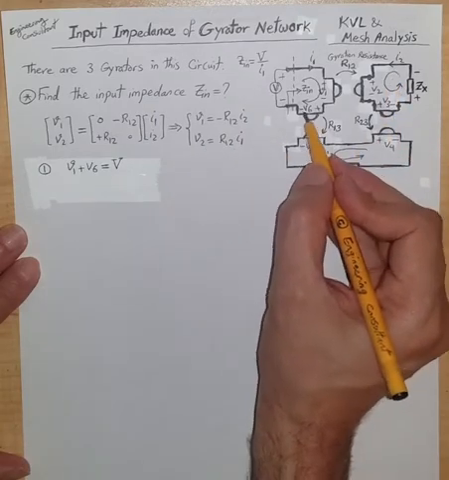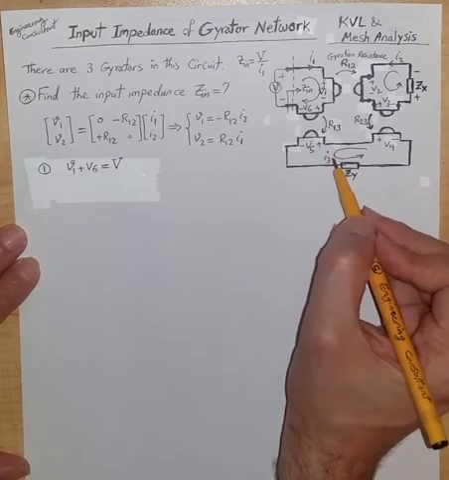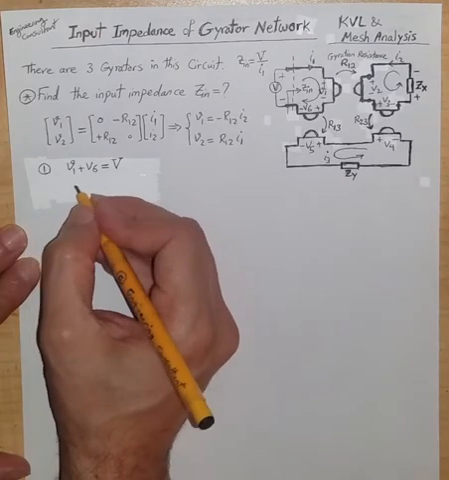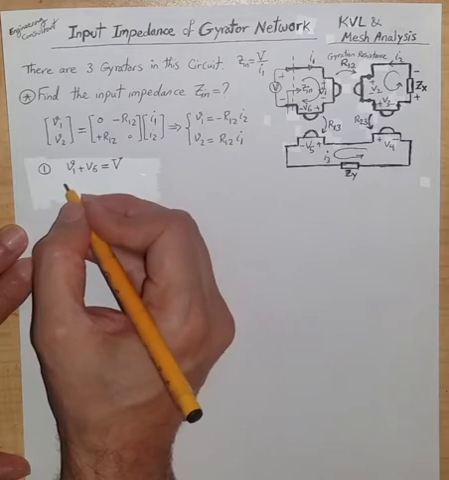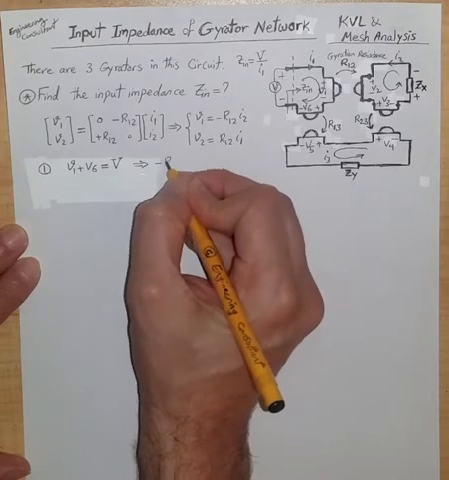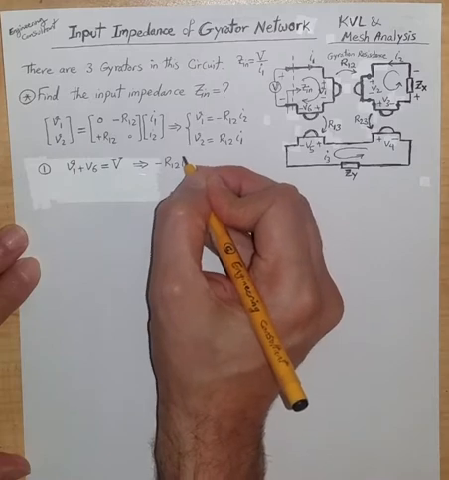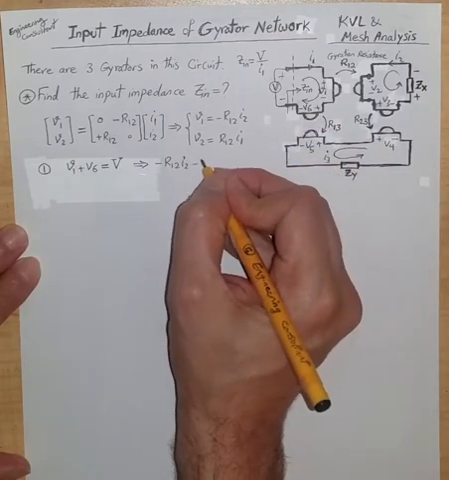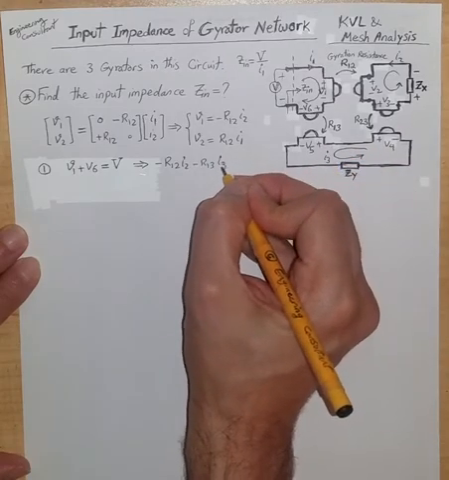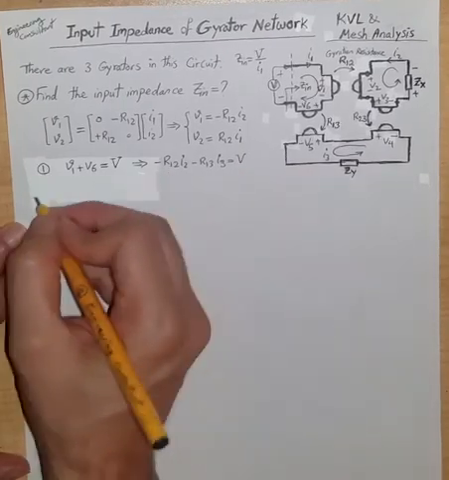At the same time, V6 is related to I3 via R13 times I3. So I'm going to write down that V1 is minus R12 times I2, and V6 is minus R13 times I3. This is equal to V. So this is equation one.